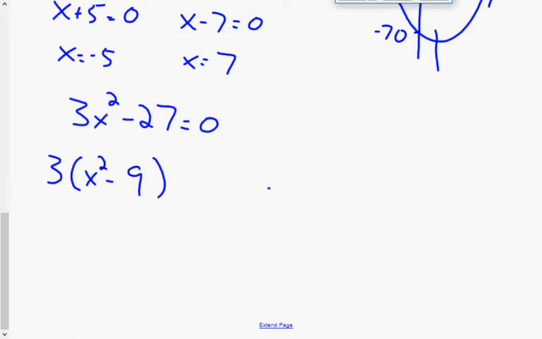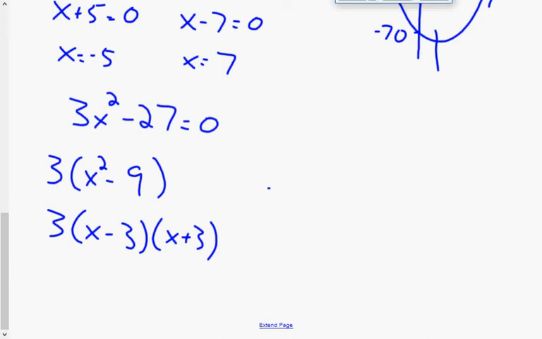Now, do you guys remember these things from last semester? These are difference of squares. I can take the square root of x squared, and I can take the square root of 9. So it's x minus 3 times x plus 3. But then we're done.